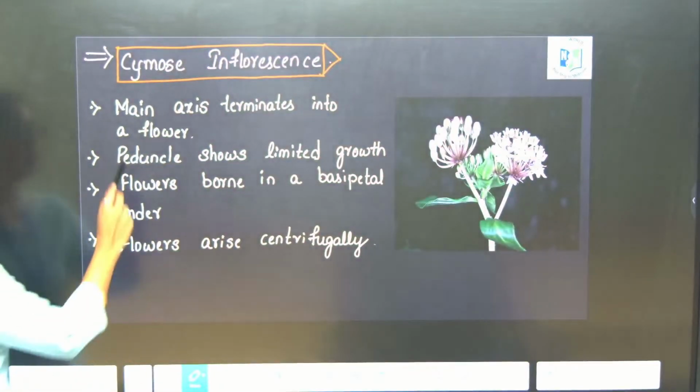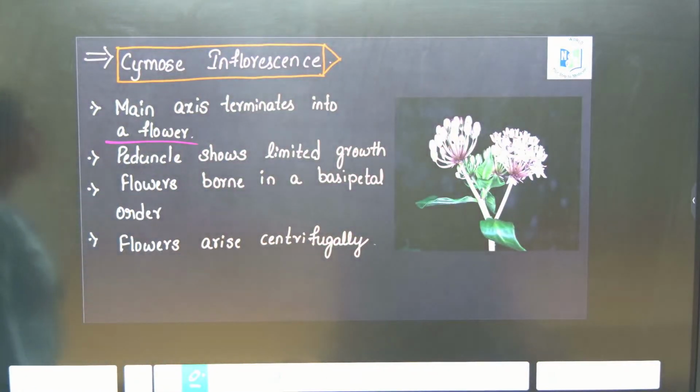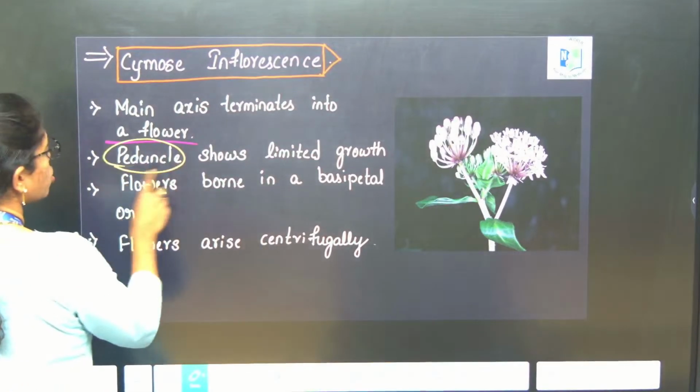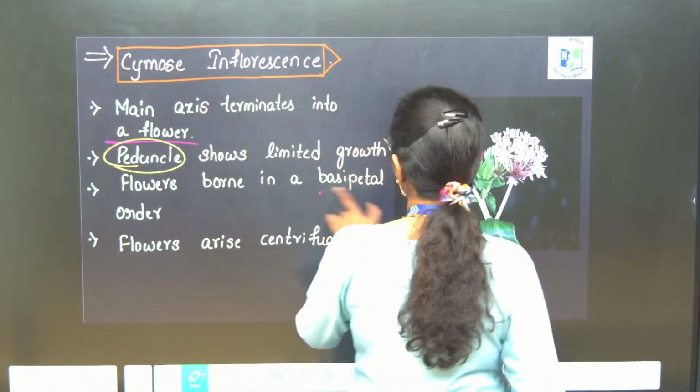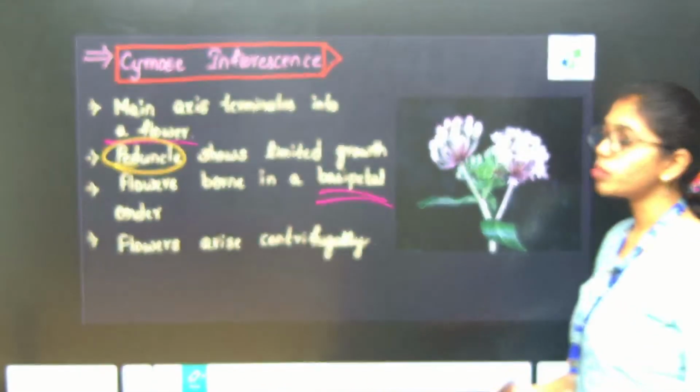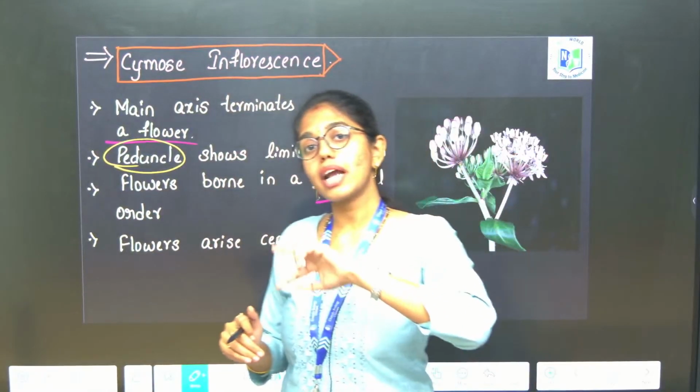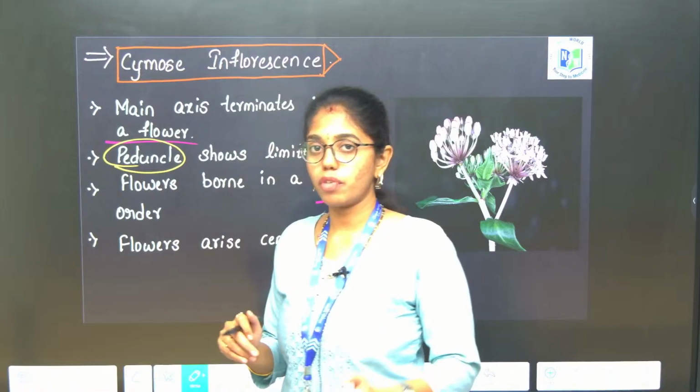Next is cymose inflorescence, where the main axis terminates in a flower here. Peduncle shows limited growth only. Flowers are borne in basipetal order. Remember all the points of cymose inflorescence are in contrast to that of the racemose inflorescence.